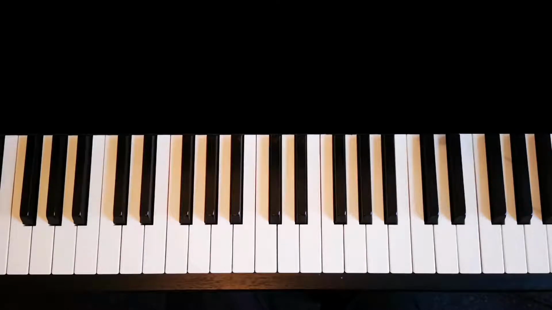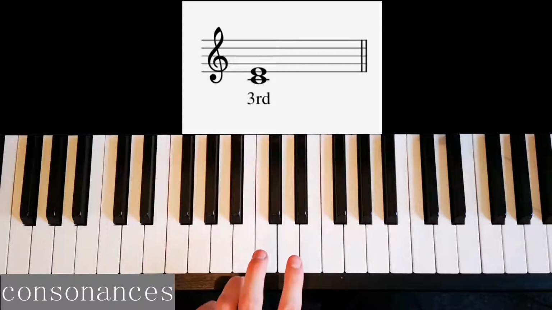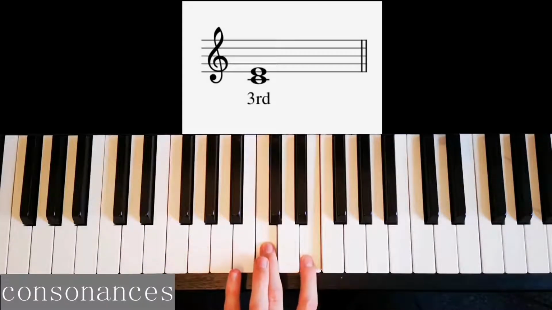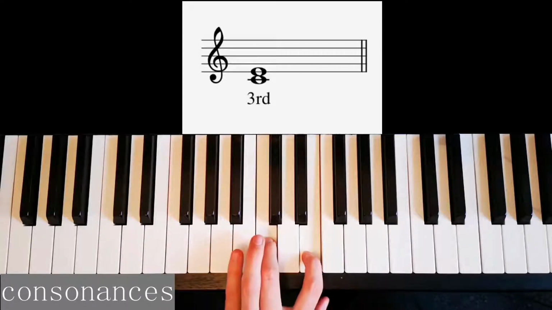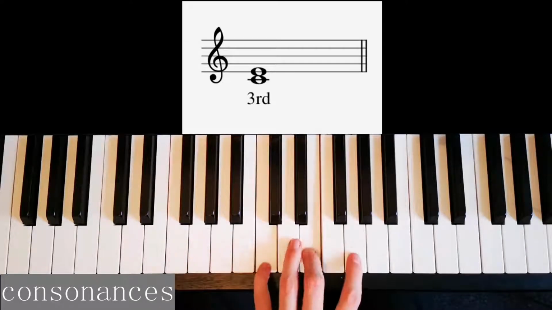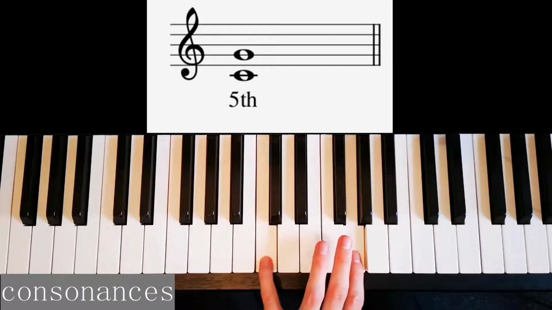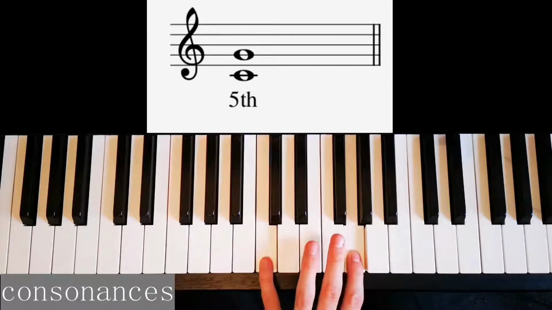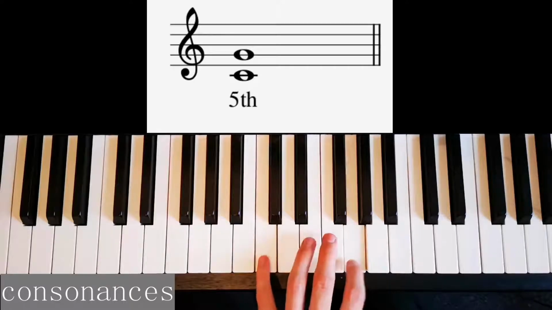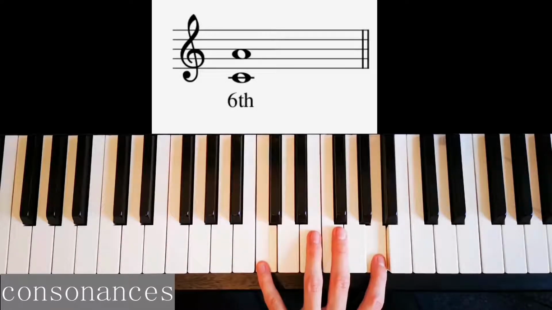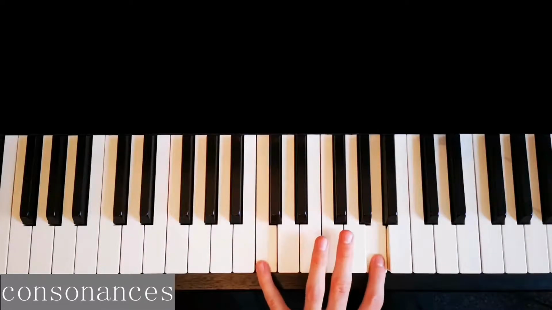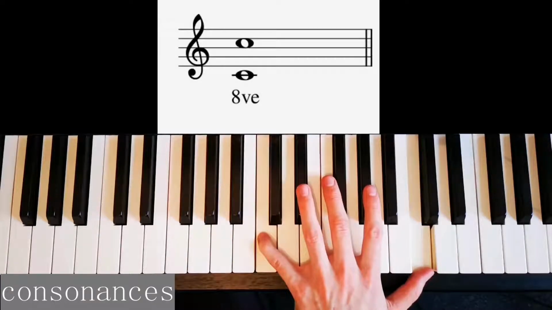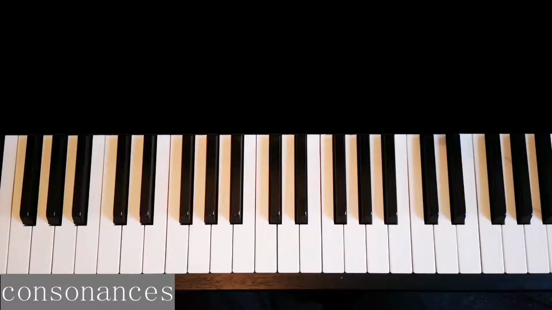For example, we might have a third. And you can see it's got a really pleasant quality about it. We could have a fifth, which sounds quite hollow, but it sounds quite stable. The sixth, quite similar to the third, and the octave. Once again, sounds very hollow. So that's in the consonant category.